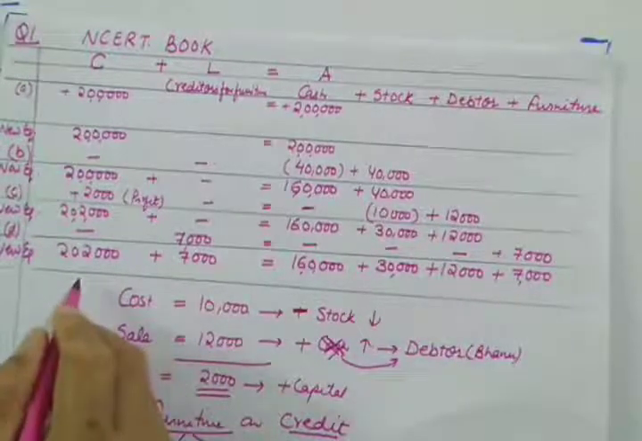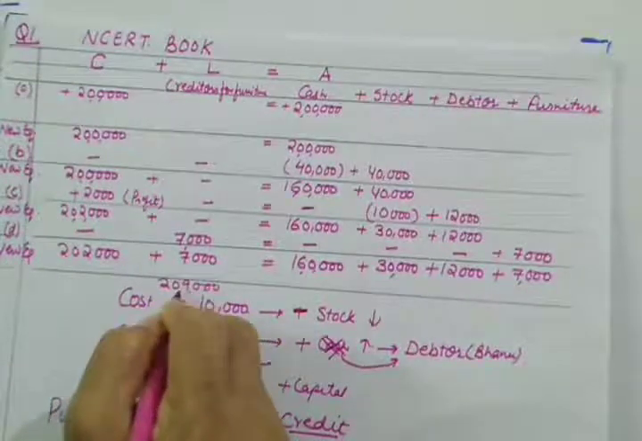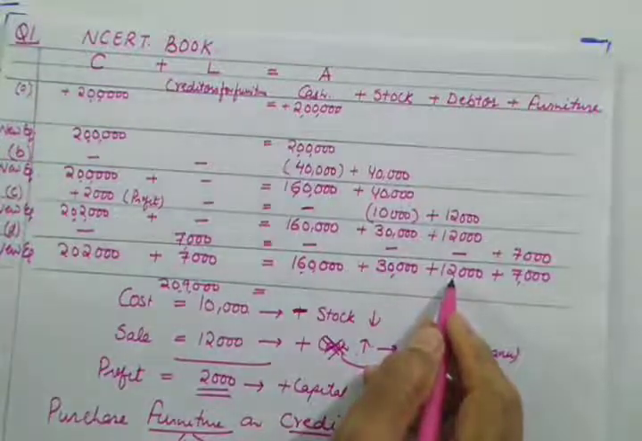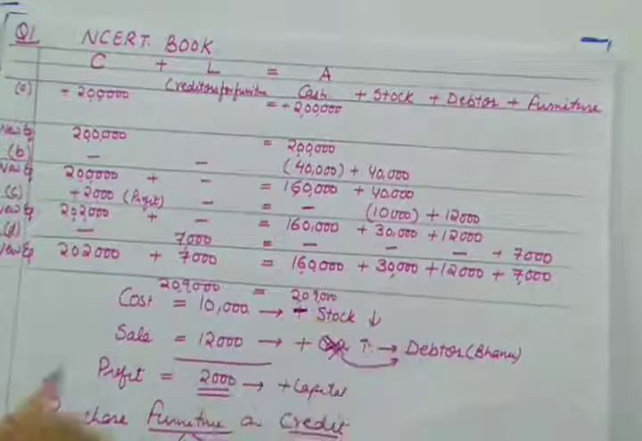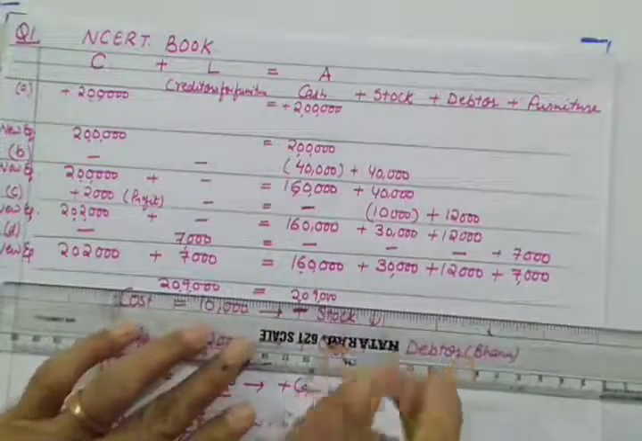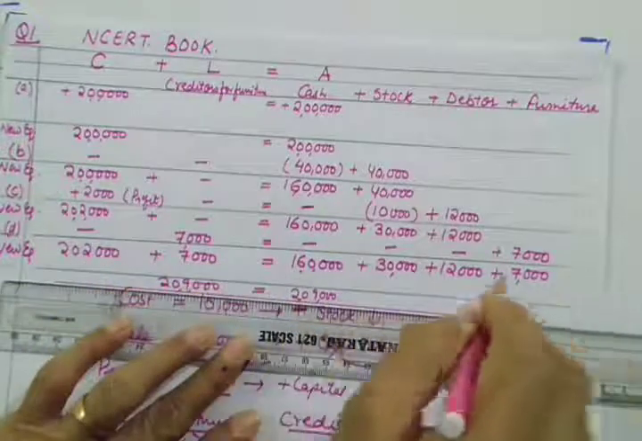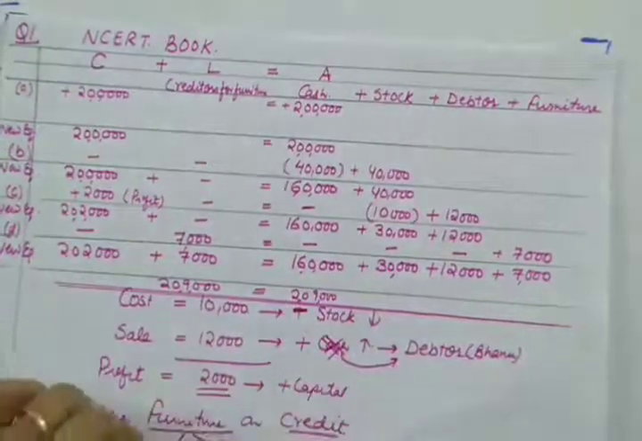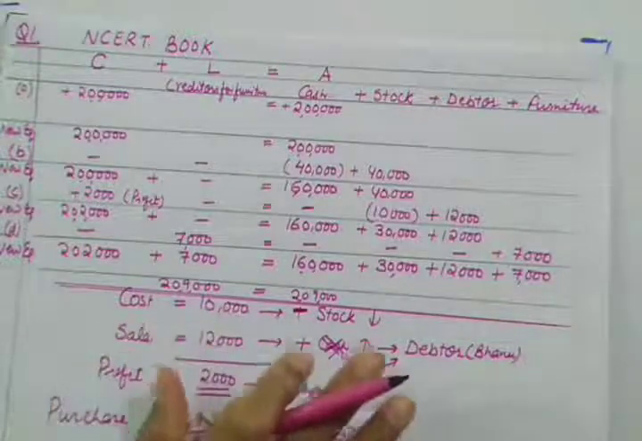So let us see the total of this side. This will be 2,09,000. And let us see the total of this side. 190 plus 12 is 2,02,000, and this is also 2,09,000. So both the sides are equal. Your left hand side is equal to the right hand side. So I hope you will be able to get this particular accounting equation and how to prepare. The format must be clear to you.